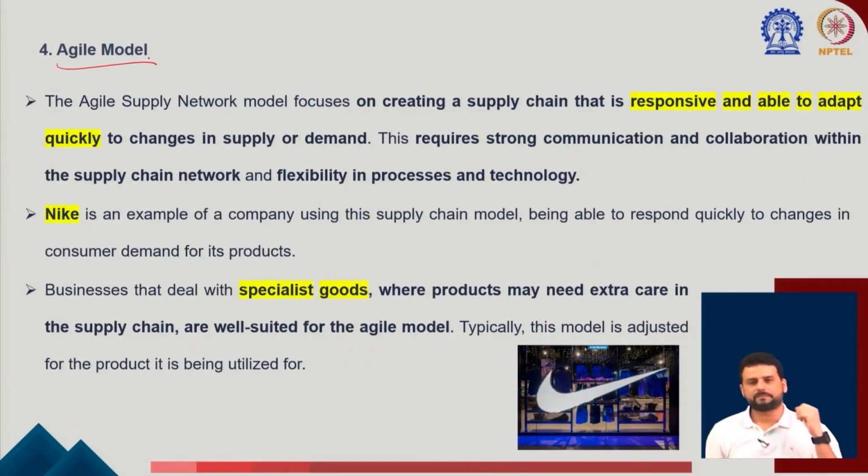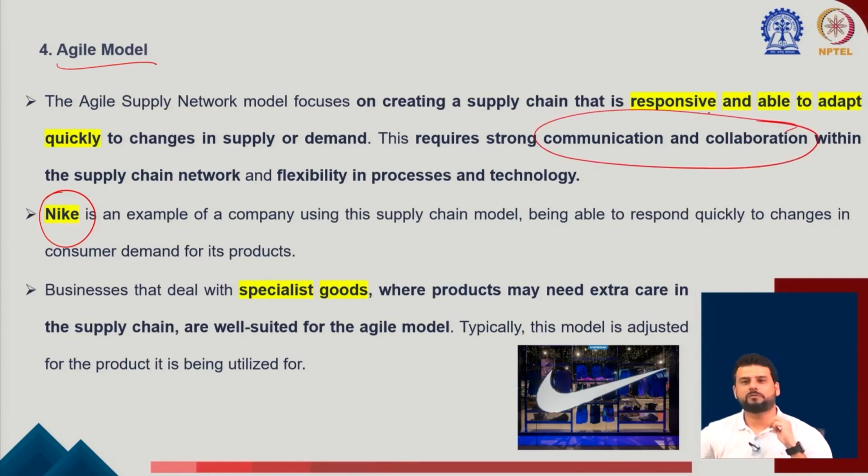Agile model, next, is where you are responsive to quickly adapt to changes in the market. So Nike is doing it beautifully. Any changes or recommendations coming from the customer, they quickly amend the product, right. So the agile model works on how quickly you respond to the customer and any changes in the scenario. How can that happen? When your communication and collaboration network is very strong, so that any change, you share immediately with your supply chain stakeholders, right.